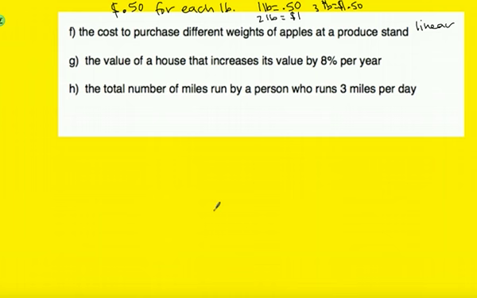G says the value of a house that increases its value by 8% per year. The 8% gives it away because anytime you see a percentage, it's going to be exponential.